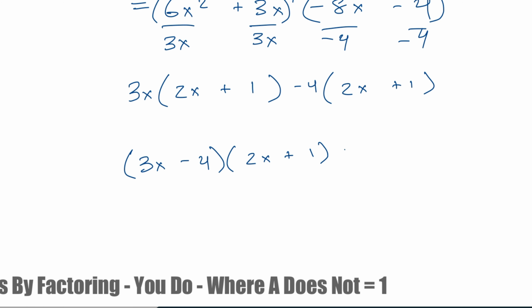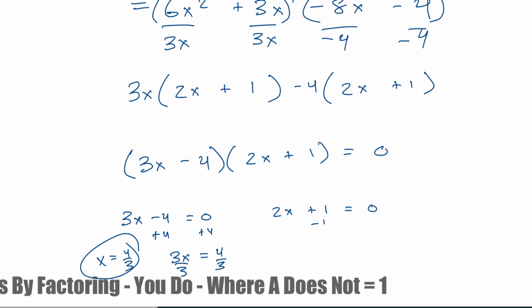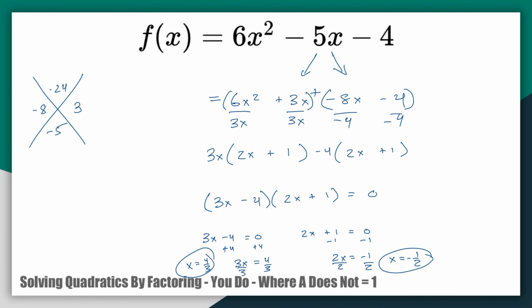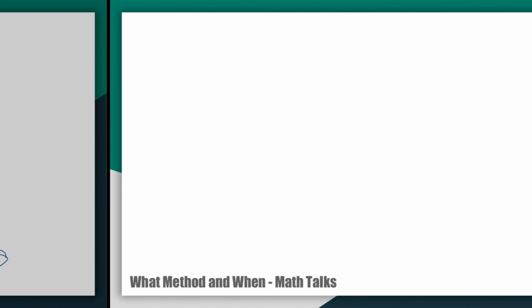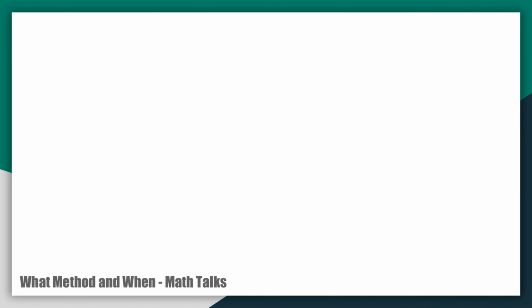Okay, we set it equal to 0. We get our two equations. 3x minus 4 is equal to 0. 2x plus 1 is equal to 0. Add 4, we get 3x equals 4. You divide by 3, and you should get x is equal to 4 over 3. And then here, minus 1, you get 2x equals negative 1. You divide by 2, x is equal to negative 1/2. That's your other answer. Okay, a little bit longer, that's okay. All right, whew, finally made it to the end.